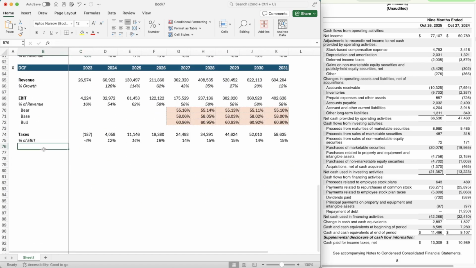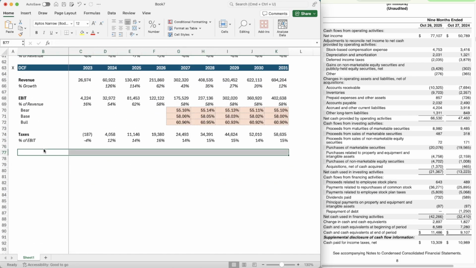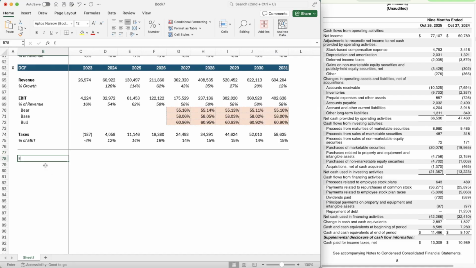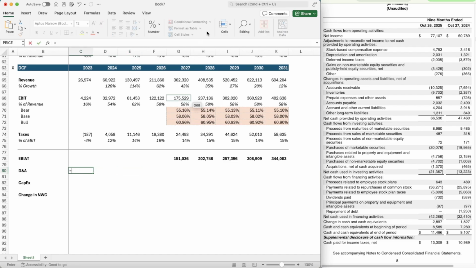Now we can calculate our EBIAT, our earnings before interest, but after tax. We only need it for what we're forecasting. So you take your EBIT, and you just subtract your tax. Pull it across. Then below, we want the depreciation and amortization effects and the change in net working capital. Just pull these down from what we forecast up here.